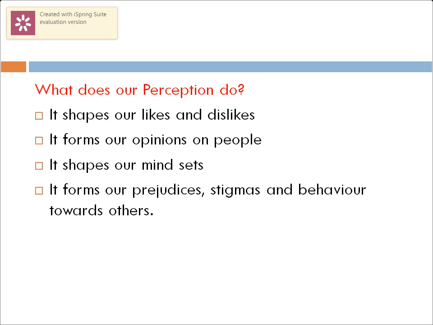Some people are introverts and some people are extroverts. Some people like to work in teams and some people only like to work individually. So perception not only shapes our mindsets, it also forms our prejudices. We like some things, we like some people, we don't like all. We have the stigmas of behavioral patterns, social things, and also we sometimes just don't talk to certain people. All these things are based on perception.